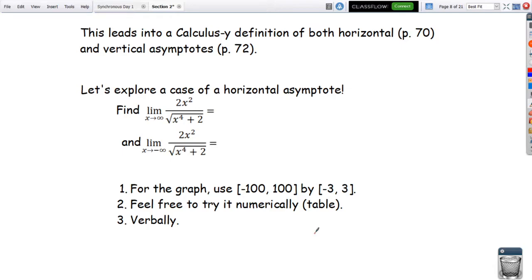Let's explore a case of horizontal asymptotes. All right? We've got the limit as x approaches infinity of 2x squared over the square root of x to the fourth plus 2. We've got the limit as x approaches negative infinity of 2x squared over the square root of x to the fourth plus 2.